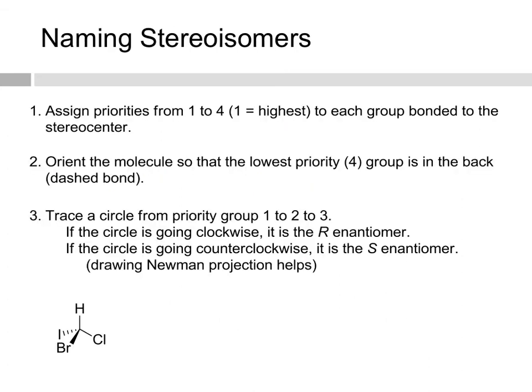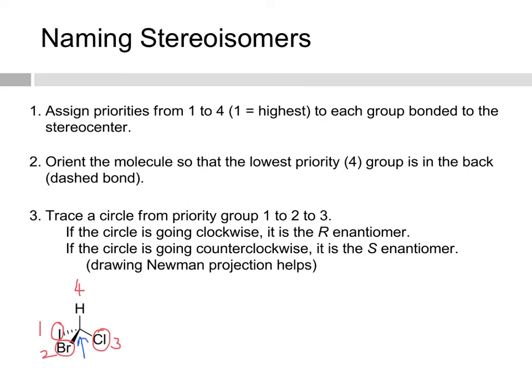Now let's actually try naming a compound. The first thing we do when we try to name a compound is to assign priorities from 1 to 4, with 1 being the highest, to each group that's bonded to the stereocenter. So for this stereocenter, we've got a hydrogen, and we know that's going to be a priority of 4. Iodine is going to be 1, bromine 2, and chlorine 3. The second thing we do is orient the molecule so that the lowest priority group, 4, is in the back. That means that we're going to be looking down the carbon-hydrogen bond.